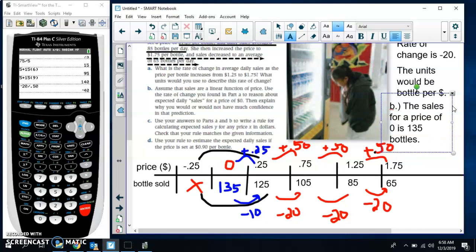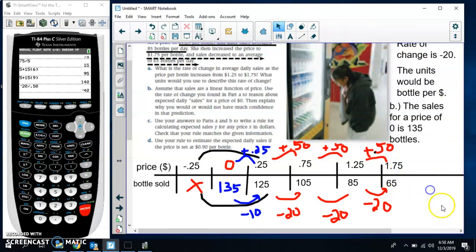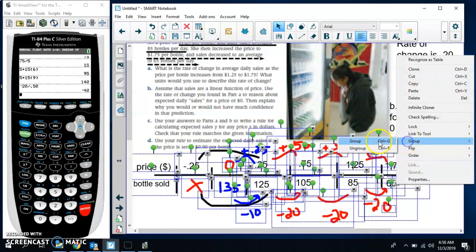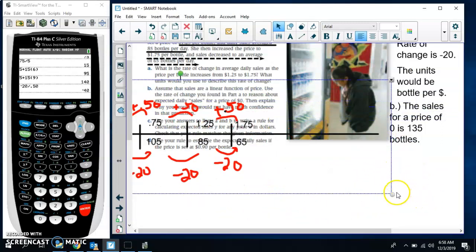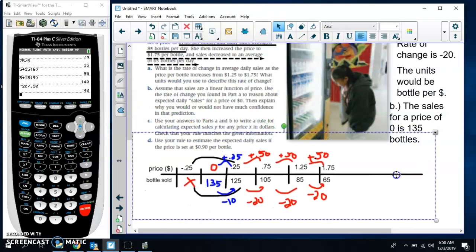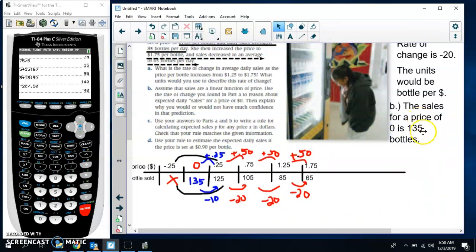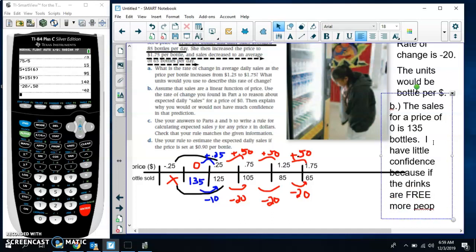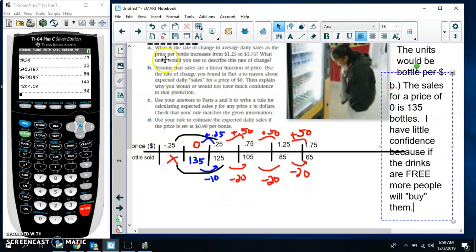I don't have a lot of confidence in this, right? If you think about this, there's not a lot of confidence because if the bottles are free, I think more people are going to take advantage of them and participate in that. So let me make this a little smaller so it's not in my way. It says how much confidence in that prediction? I have little confidence because if the drinks are free, more people will consume them or buy them. I'm going to put that in quotes. Okay? So we got A done, we got B done.